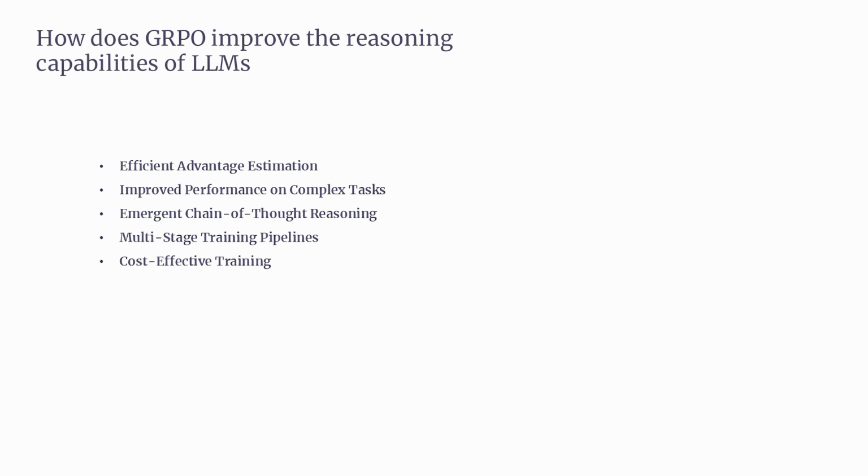In summary, GRPO is a powerful tool for enhancing the reasoning capabilities of large language models. Its efficient advantage estimation, emergent reasoning behaviors, and cost-effective training make it an ideal choice for complex tasks, from mathematics and coding to visual spatial reasoning. By fostering self-corrective behaviors and working well with other training techniques like supervised fine-tuning, GRPO helps models think critically, improve their accuracy, and adapt to new challenges.